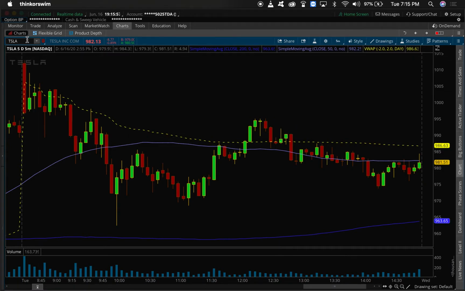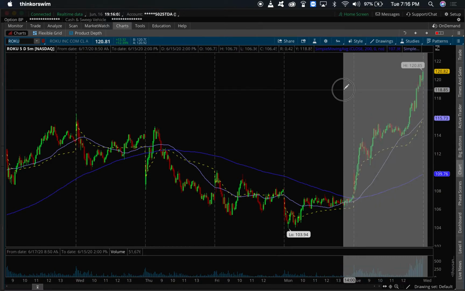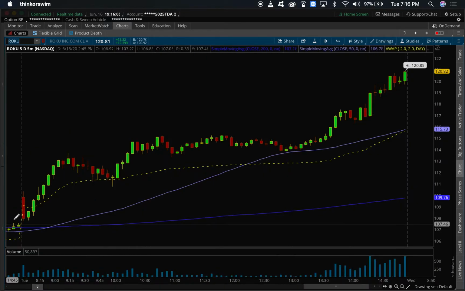So let's look at a stock that it did happen for today. Let's look at Roku. All right, so as you can see, Roku broke above the VWAP as soon as the market opened. After that first bar, within the first 15 minutes, it was trading above the VWAP.